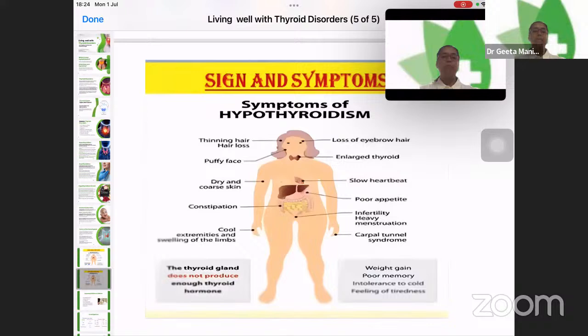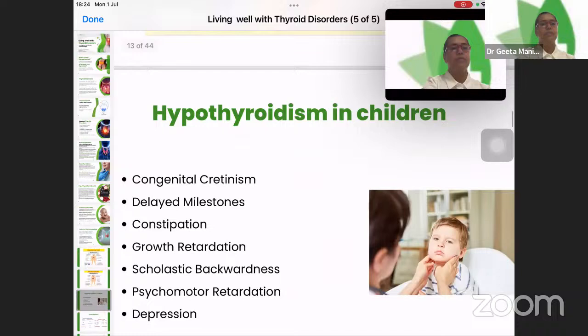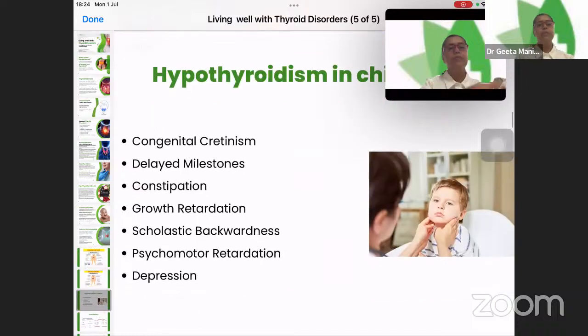There may be weight gain, there may be poor memory, intolerance to cold, feeling of tiredness and lethargy. Sluggishness is the symptom of hypothyroidism. Everything becomes sluggish, everything slows down, heart rate slows down, body slows down, lassitude, mind slows down, brain slows down. The intestine slows down and hence constipation. So everything slows down in hypothyroidism. In hyperthyroidism, everything increases.